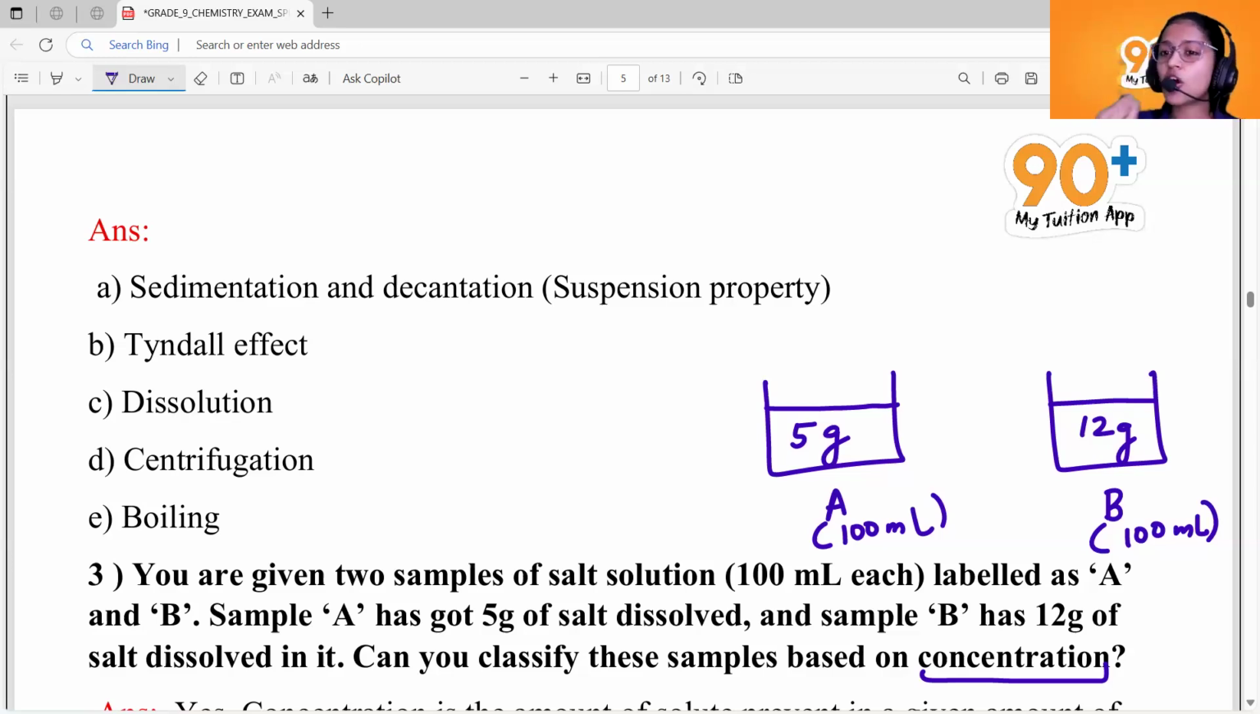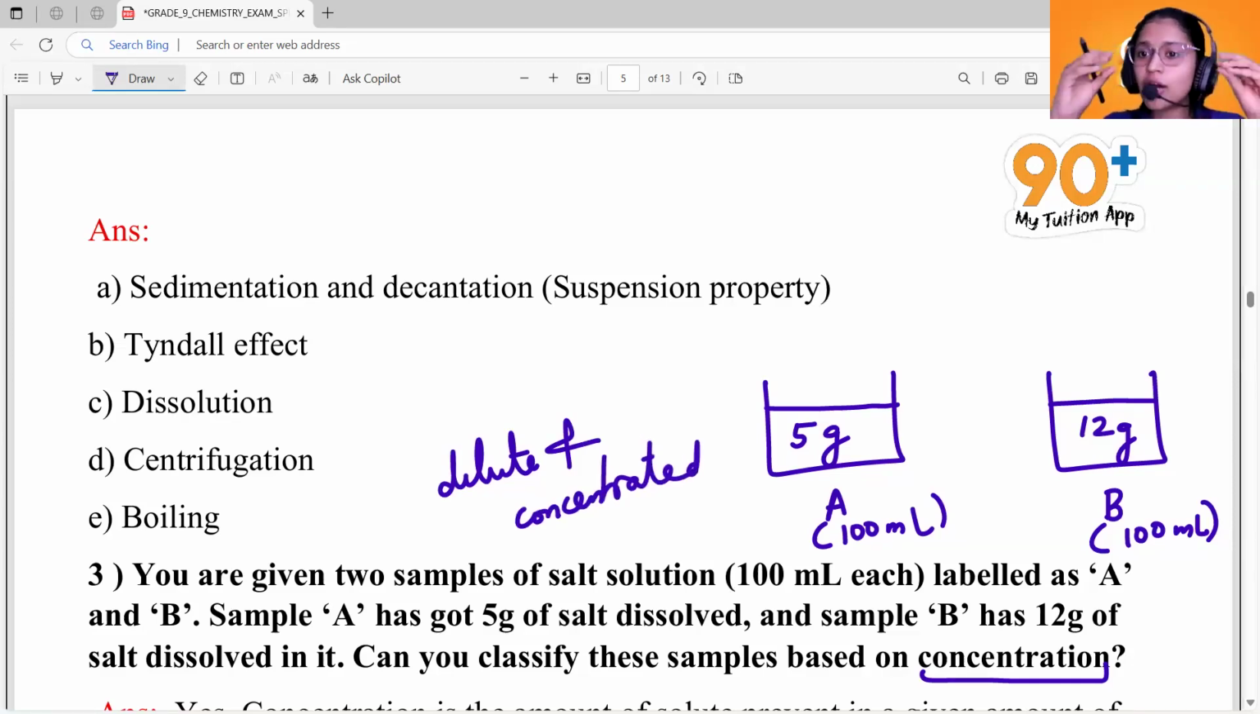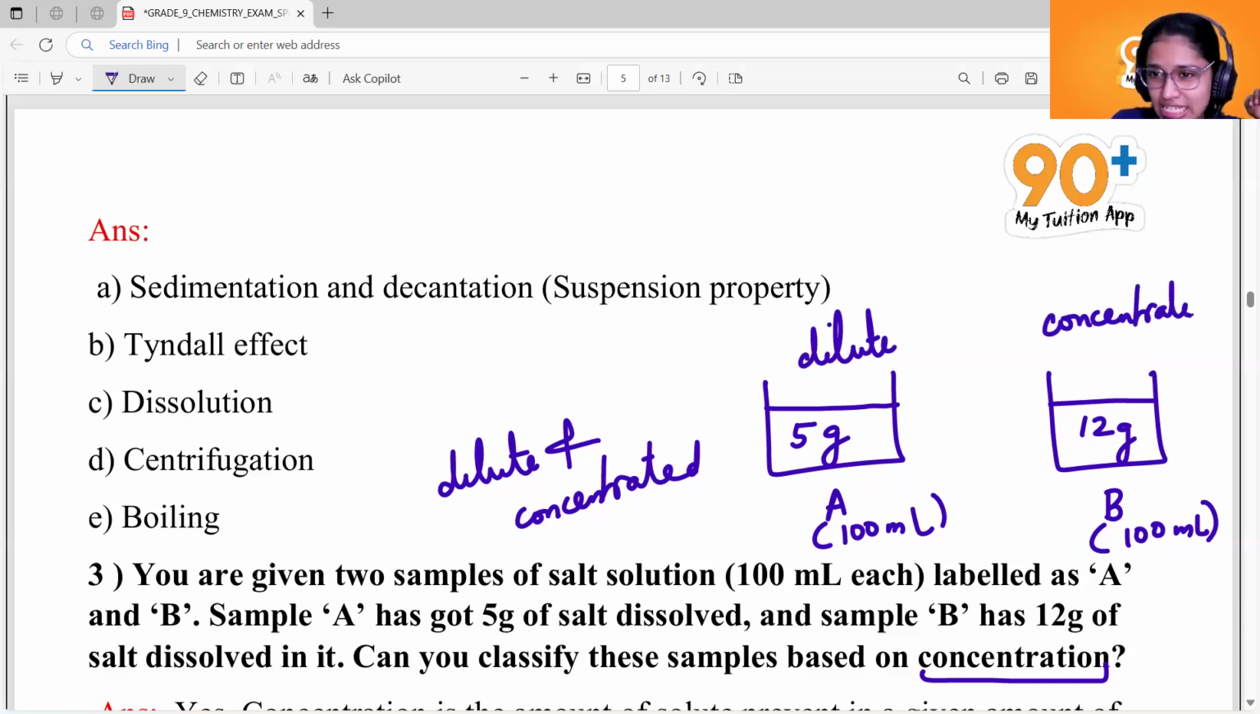So here, based on concentration, we divide solutions into two types. What are they? Dilute and concentrated. When the solution has a lower amount of solute, we call it a dilute solution. And if a solution has a larger amount of solute, we call it a concentrated solution. So here, sample A has only 5 grams of salt dissolved in it, whereas in sample B, we have 12 grams of salt dissolved. It means that sample A is dilute in comparison to sample B, which is concentrated.